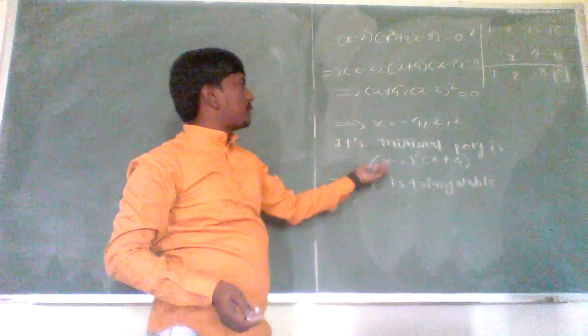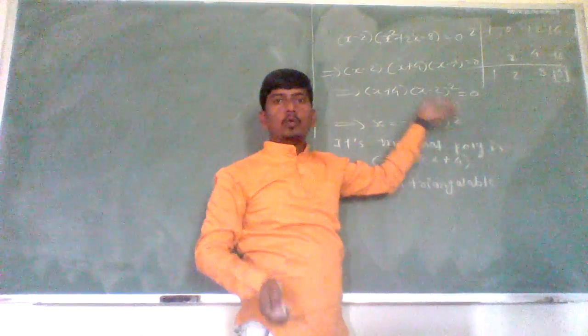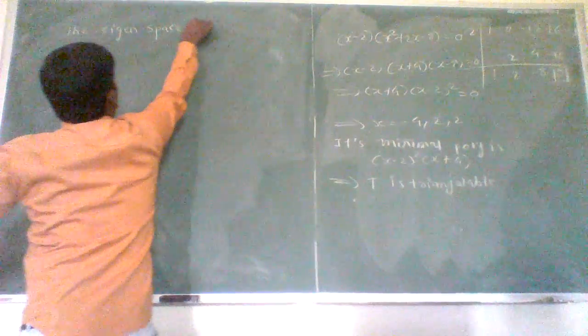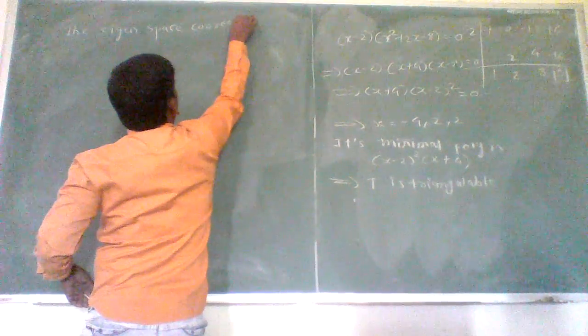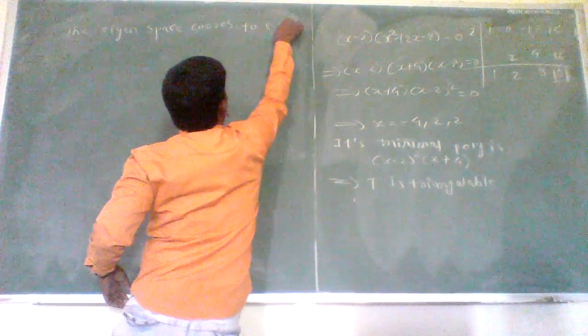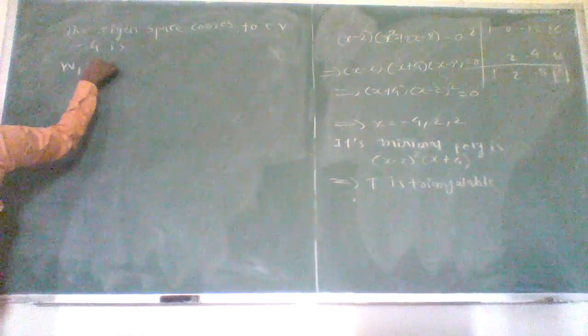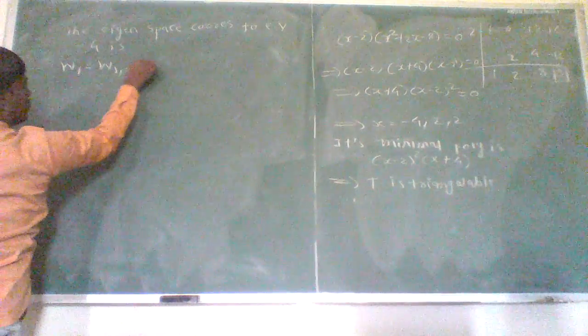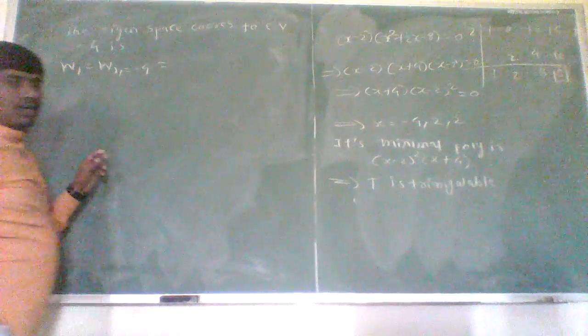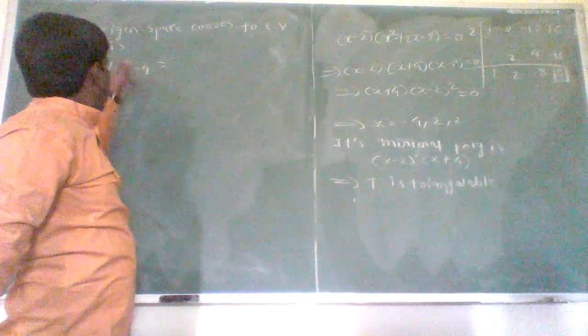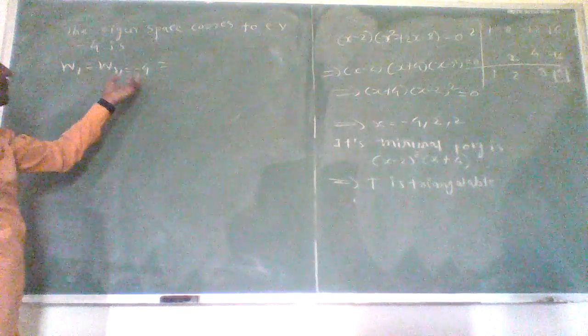For that, we have to find out the eigenspaces corresponding to these eigenvalues minus 4 and 2. So, the eigenspace corresponding to eigenvalue minus 4, that is W1, is nothing but the eigenspace corresponding to eigenvalue minus 4. And that is actually the null space of T minus (minus 4)I, which is T plus 4I.